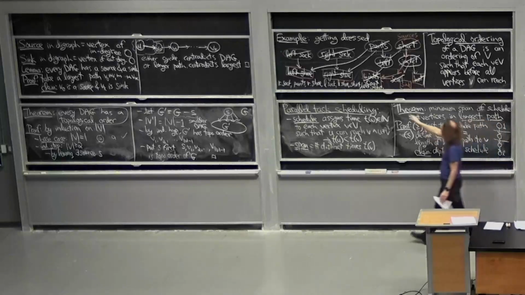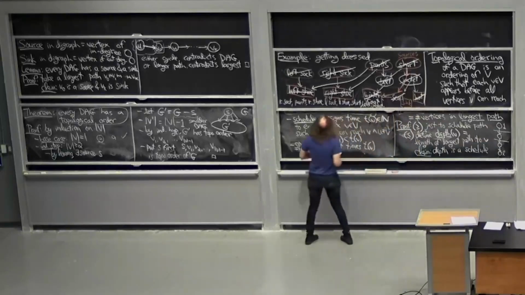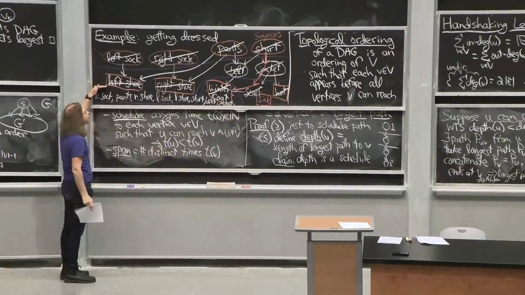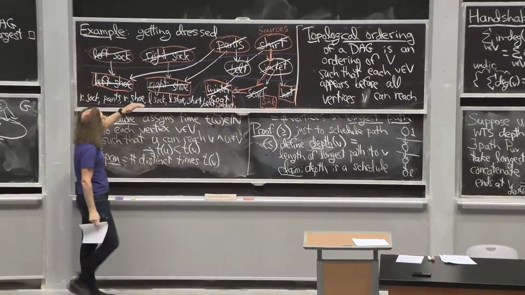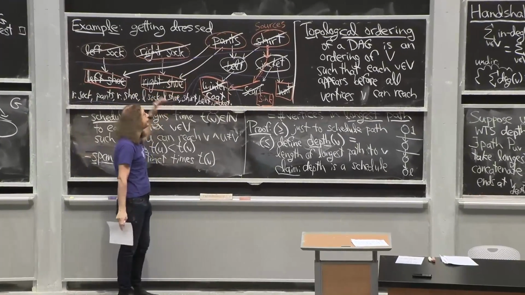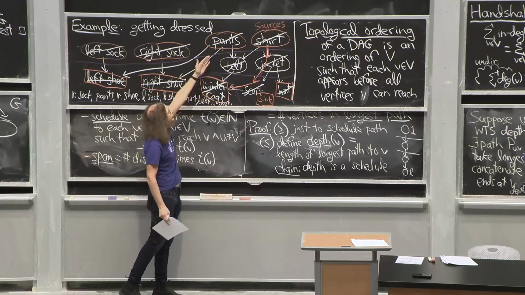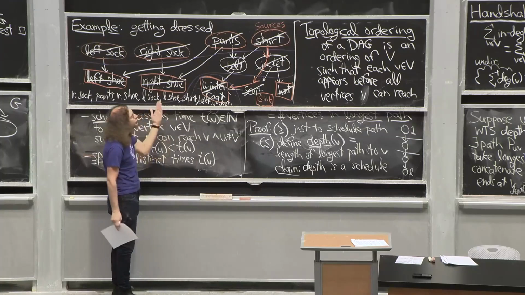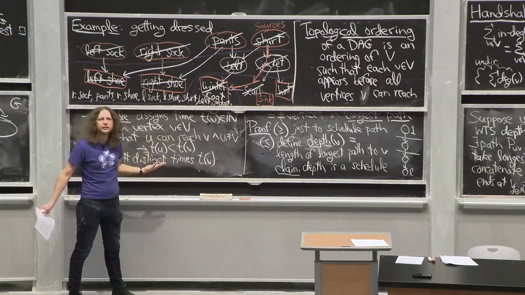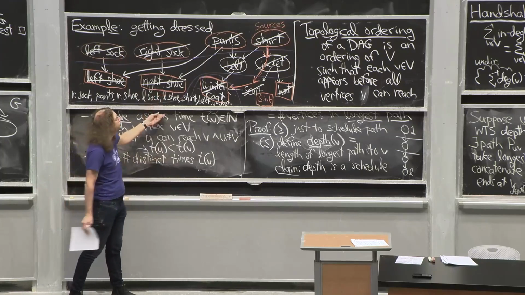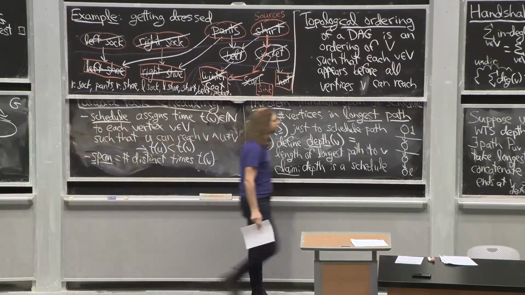So in particular, there's this idea that left sock and left shoe are related. Left sock has to happen before left shoe. Right shoe and pants are also related. Right shoe has to happen after pants. Also, winter coat has to happen after pants. But for example, pants and shirt are unrelated. They could happen in either order. There's no path from pants to shirt. There's no path from shirt to pants.